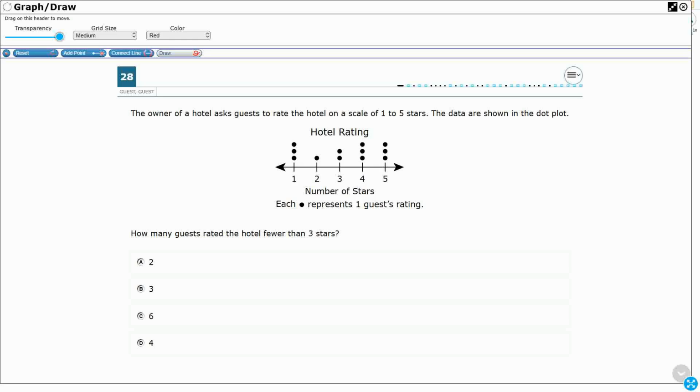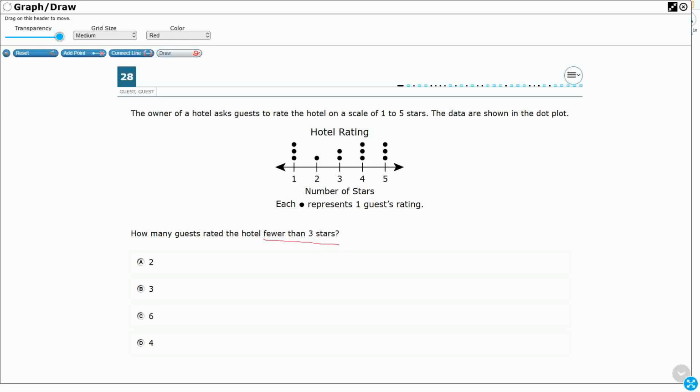So we have the owner of a hotel asking guests to rate the hotel on a 5-star scale. And we've got the answers here on a dot plot. So we've got 1, 2, 3, 4, and 5. How many guests rated the hotel fewer than 3 stars? Well, let's see. On our dot plot, I've got 3 on 1, I've got 2 on 2, I've got 3 here on 4, then I've got 3 here on 5.